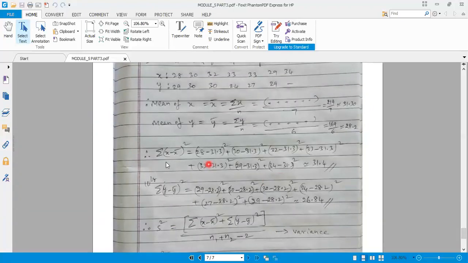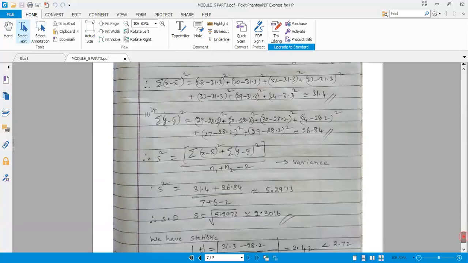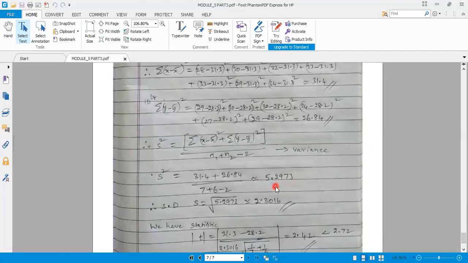Now we calculate sigma x minus x bar the whole square, the sum of the squares of deviation of x bar from x, and the sum of the squares of deviation of y bar from y. They are found to be 31.4 and 26.84 respectively. Therefore, we have the alternate formula for variance: sigma x minus x bar the whole square plus sigma y minus y bar the whole square divided by n1 plus n2 minus 2. So it is found to be 5.2973, or the standard deviation is 2.3016.